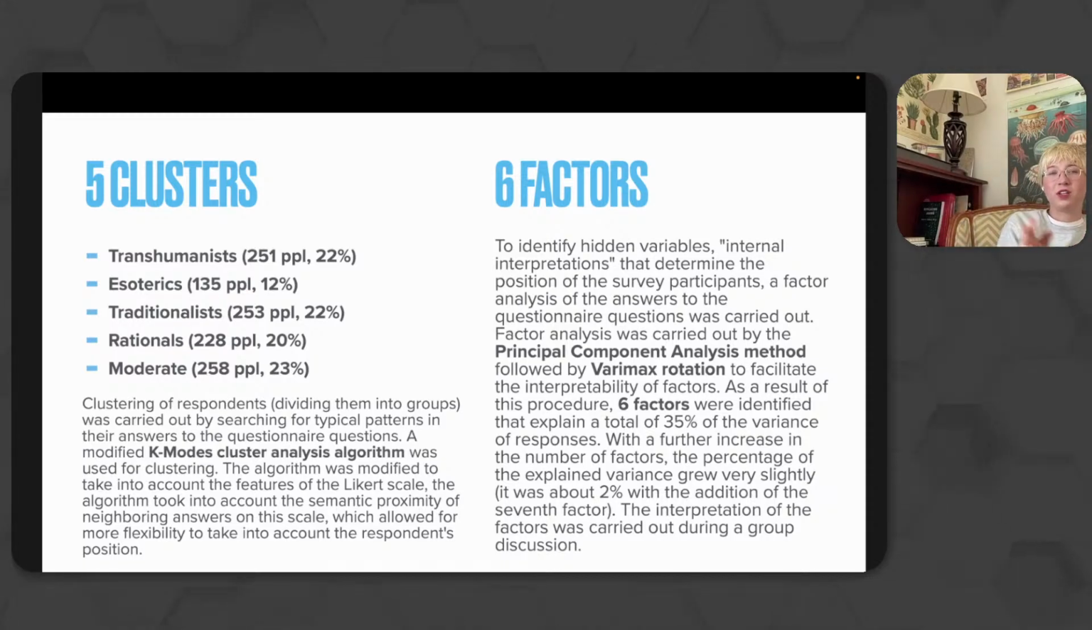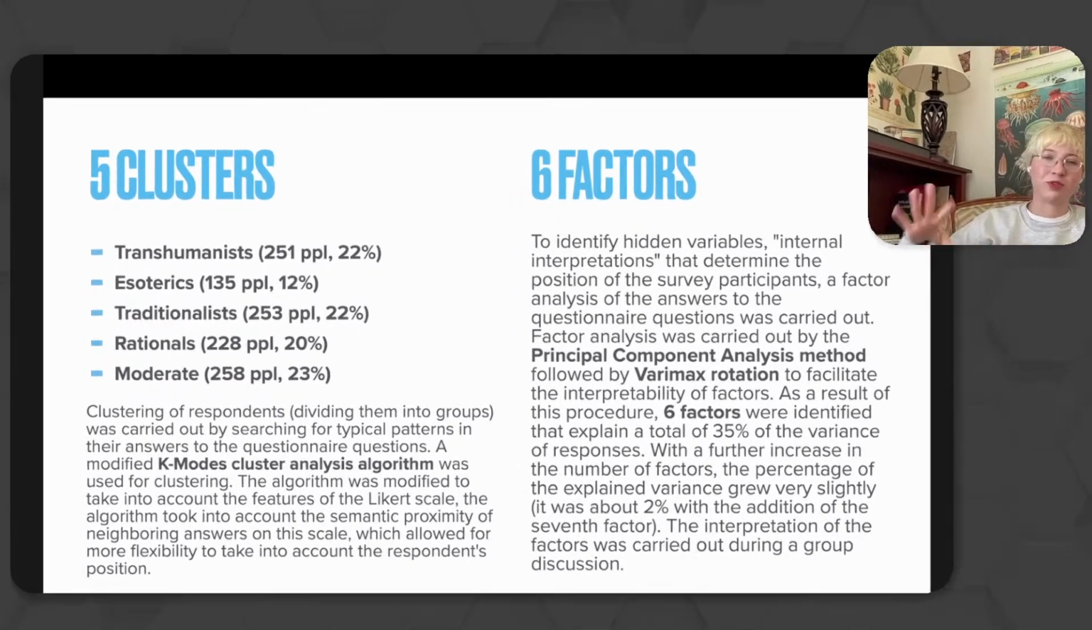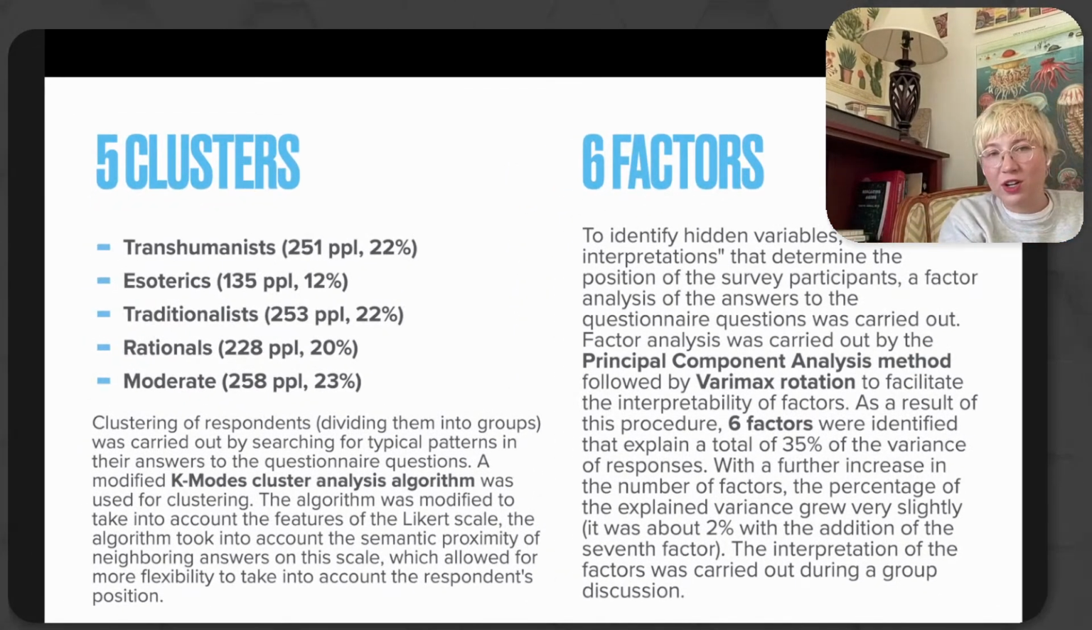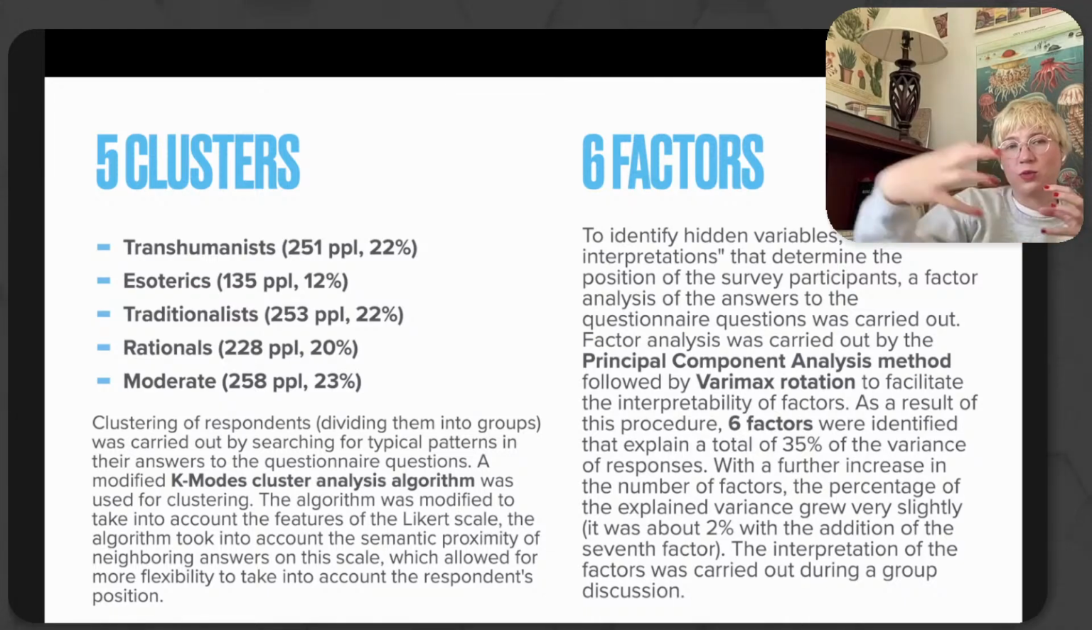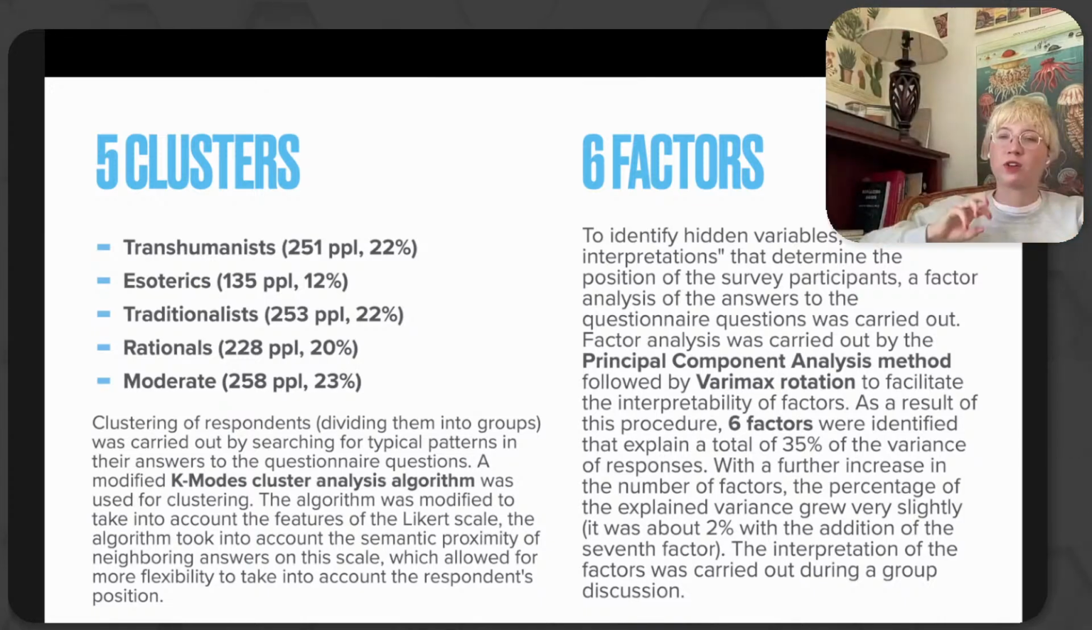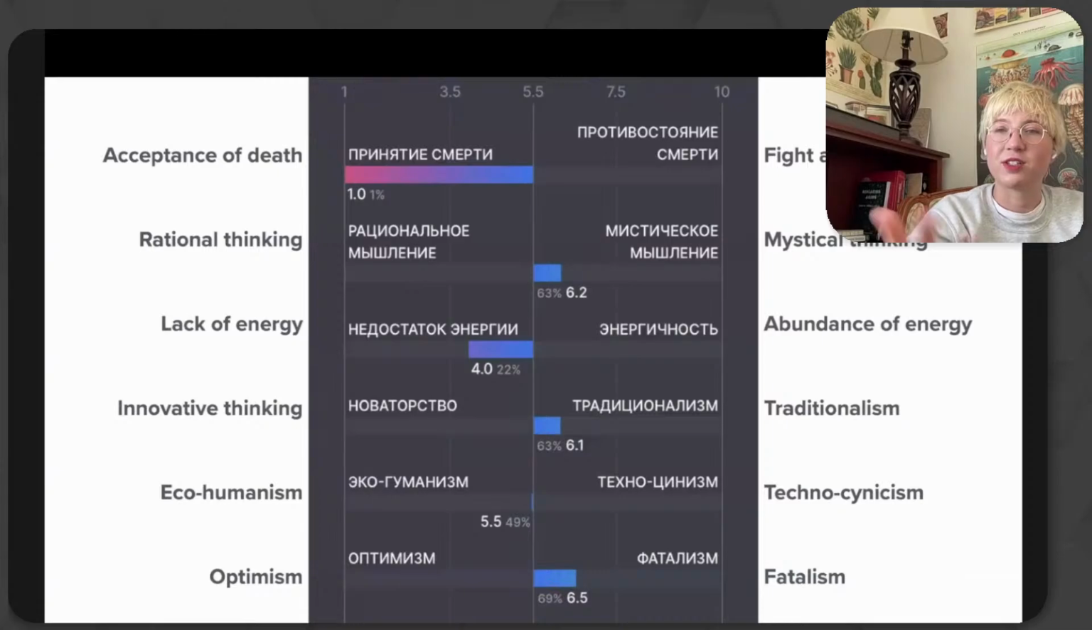This is how it goes. We've seen transhumanists, esoterics, traditionalists, rational people, and moderates, somewhere in between, not this and that. And here I'm naming the mathematical tools that were actually applied to work out the data. From the questions that you ask, you can see that people tend to form other types of groups, and there are axes to measure them on different measurement systems. And these are another 6 factors.